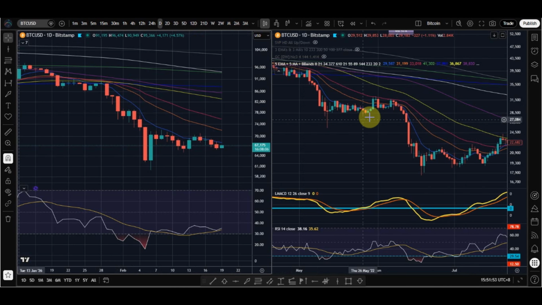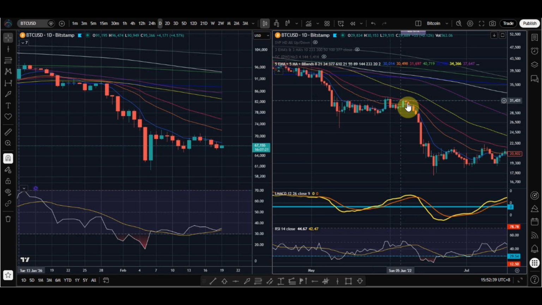We see the pink EMA 34 used as the resistance before, and this is where I look for a short at current price action. I want to try to enter a short at this pink EMA 34 touch and write it down for the final crash.